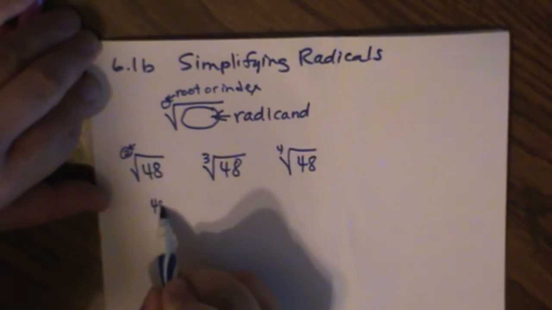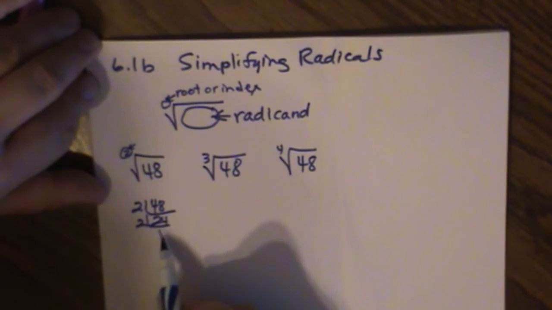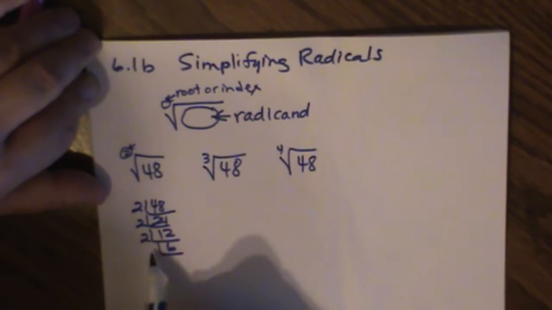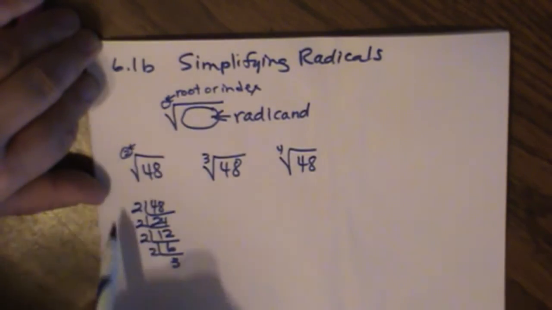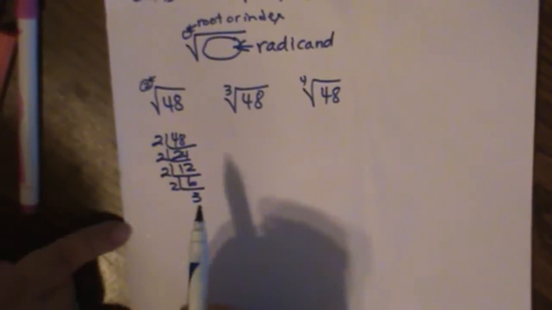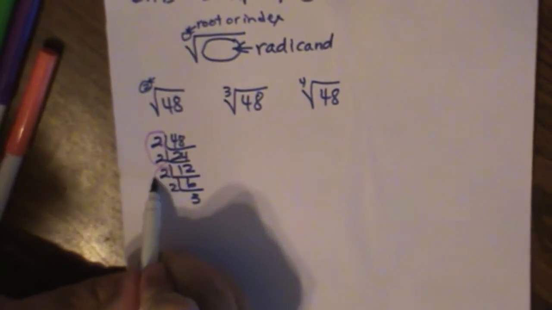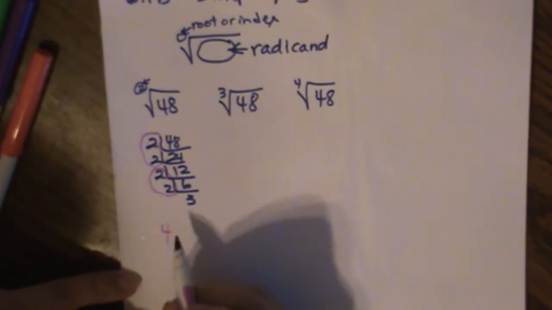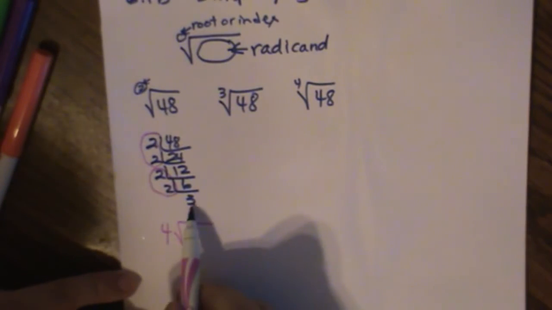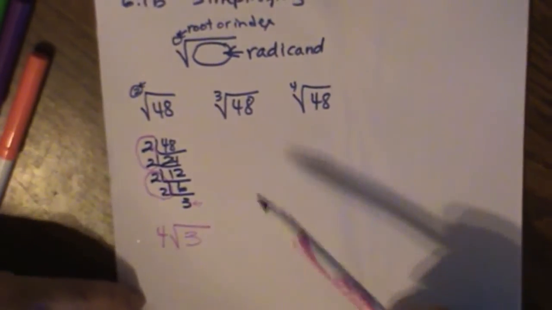So when we factor this down to all of its prime factorizations, we get 2 goes into 48 24 times, goes into that 12 times, goes into that 6 times. And then these here are all the primes that we have for this particular one. So we want groups of pairs. There's 1, there's 2. So 2 2's come outside, and 2 times 2 is 4. And then what's left inside? This lonely guy right here, 3. So the square root of 48 is 4 square root of 3.